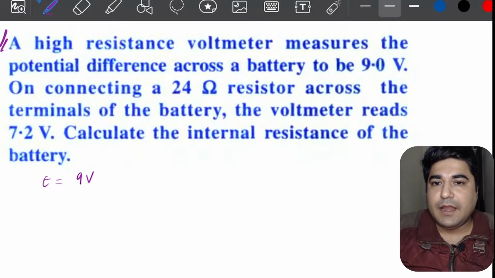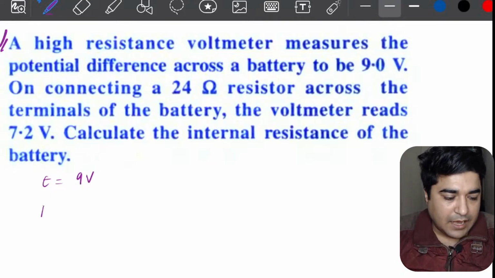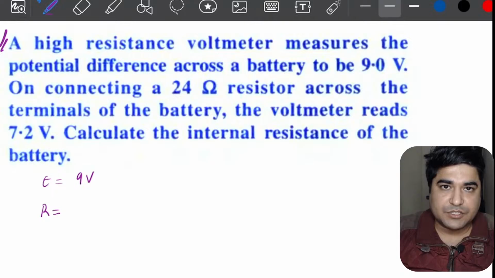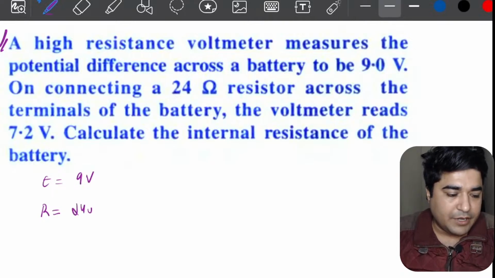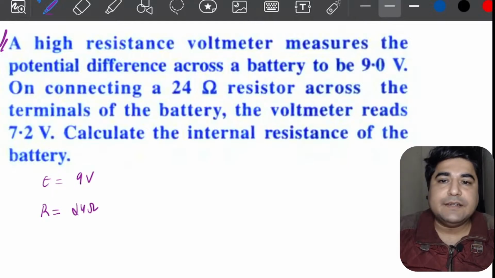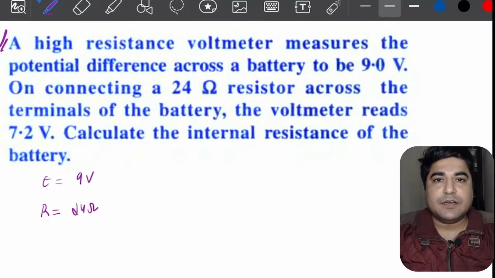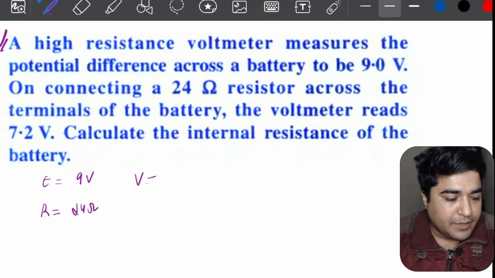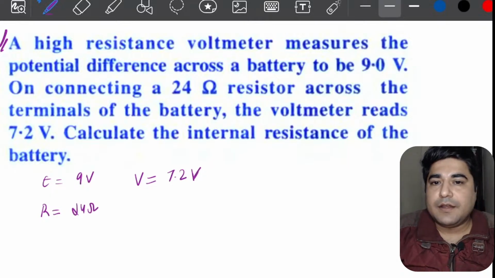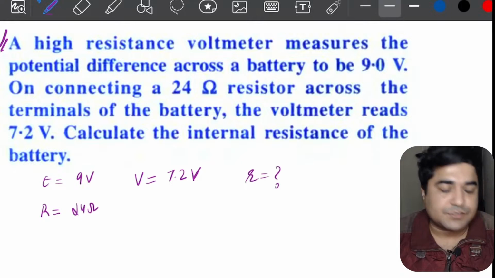On connecting a 24 ohm resistor across the terminals of the battery, R is given to us, which is the combination of resistors, and the value is 24 ohms. Across the battery terminals, the voltmeter reads 7.2 volts. Because the voltmeter reads the terminal voltage, our V would be 7.2 volts. Now we are supposed to calculate the internal resistance of the system.